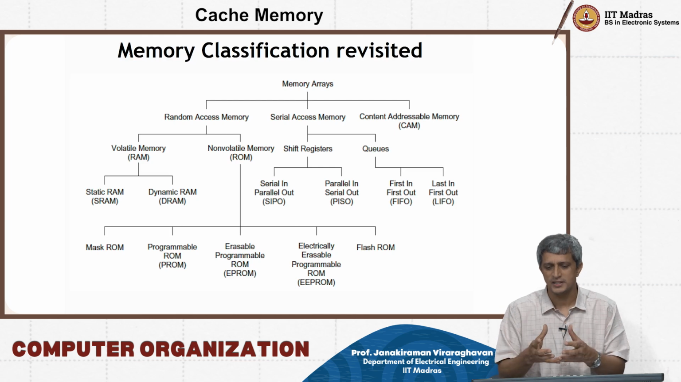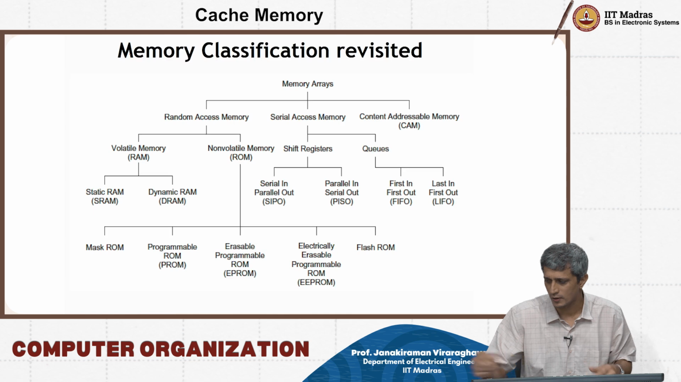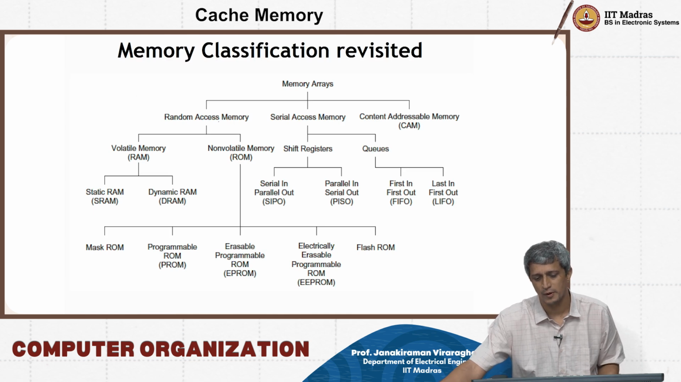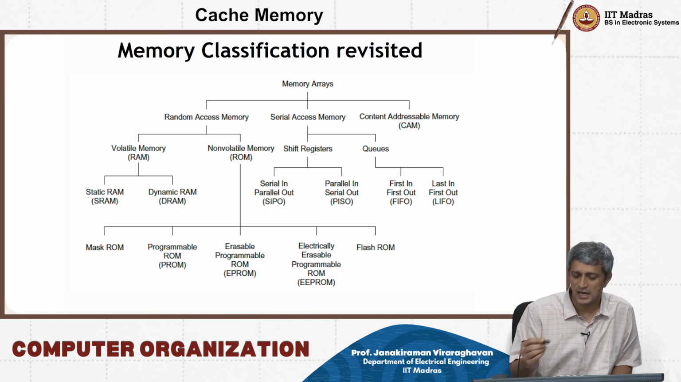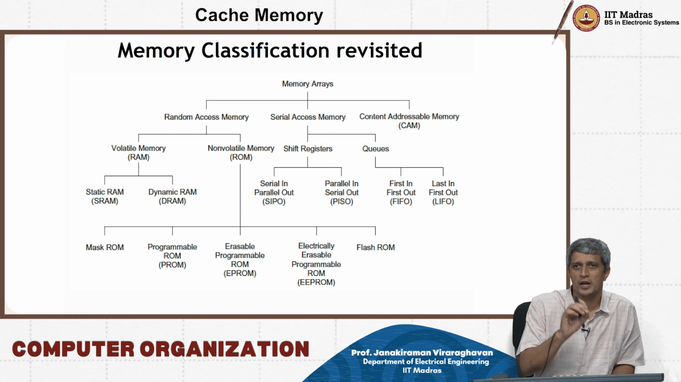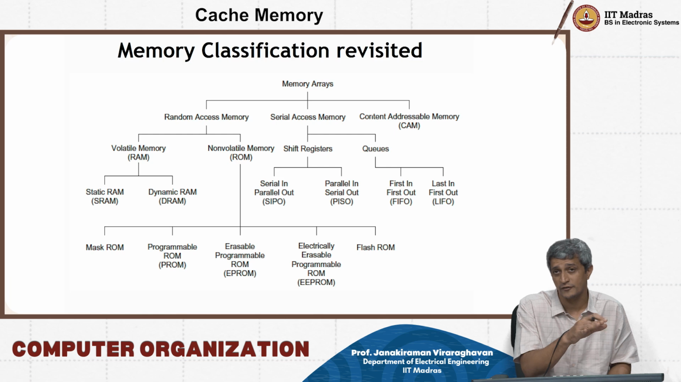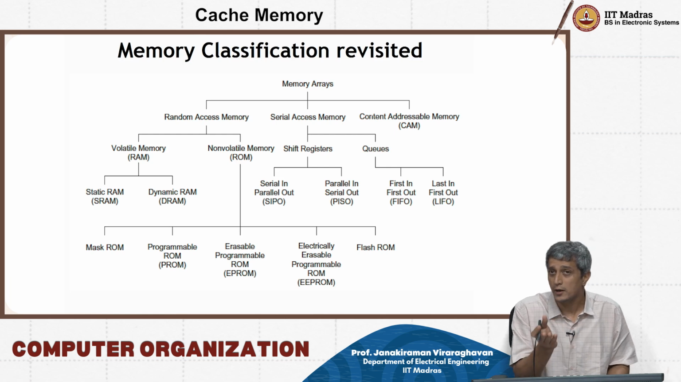basically the memory itself. Memory arrays are classified into many different kinds of memories. You have random access memory, serial access memory, and content addressable memory. Random access memory is, for example, data that you can randomly access. You give an address, you will get data. And that can be classified further into volatile and non-volatile.